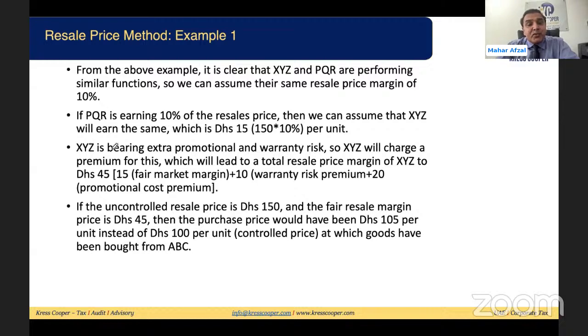XYZ is bearing extra promotion and warranty risk. So XYZ will charge a premium for this. Yes, this is very right. Which will lead to a total resale price margin equal to 45, which is at the end what we are asking. If the uncontrolled price is 150 and the fair market resale margin is 45, including all these costs, then the resale price, principally, would have been 105 instead of 100.